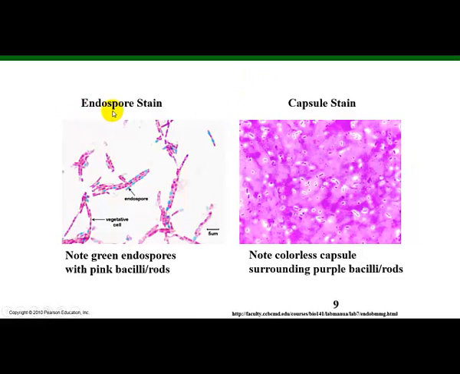Endospores are special resistant dormant structures formed within a cell that protects the bacterium from adverse environmental conditions. In this image, the endospores are stained green within these pink rod-shaped bacteria. Many microbes also contain a gelatinous covering called a capsule. The presence of a capsule is a means of determining an organism's virulence, or the degree to which a pathogen can cause disease. Note these colorless capsules that surround these purple stained rods.